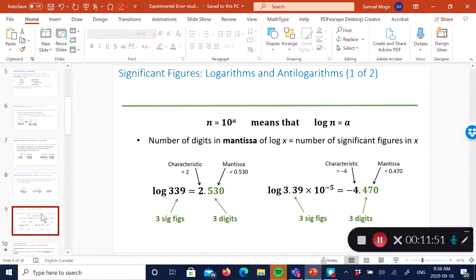If you're doing logarithms and anti-logs, remember the number of digits in the mantissa, the decimal places here, of the log of x should be equal to the number of sig figs of x. So again, remember that rule of significant figures when we are doing logarithms and anti-logs.